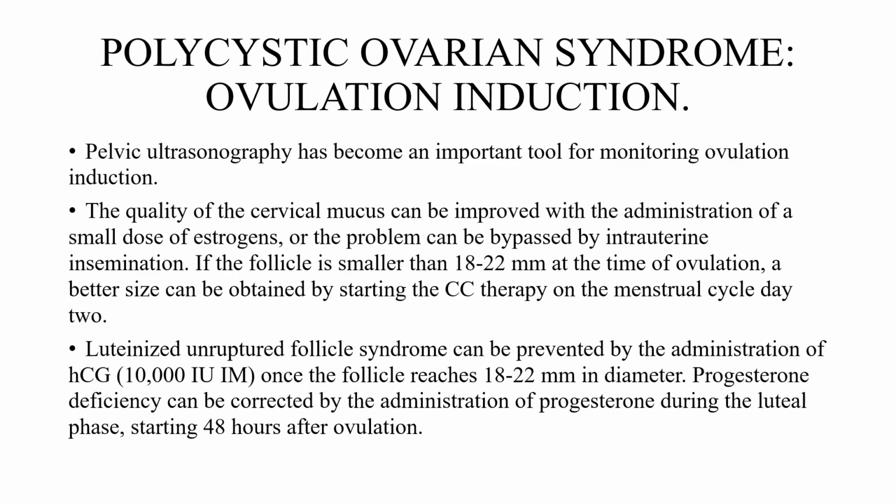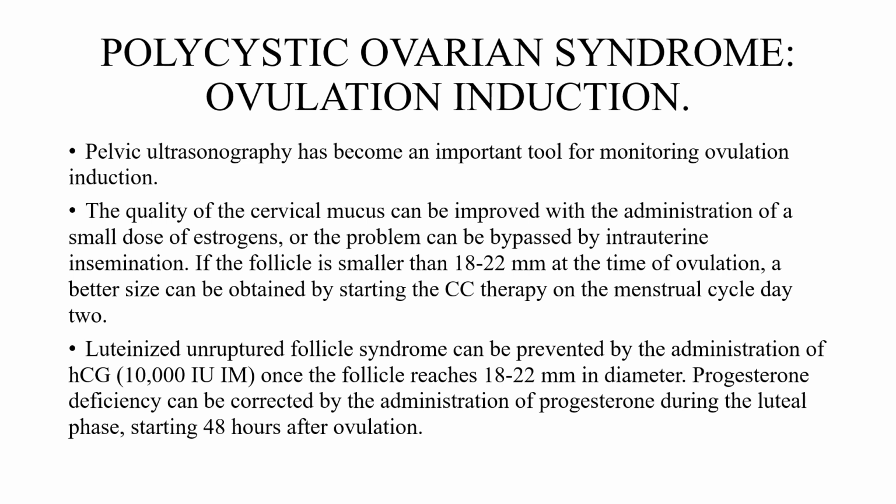Pelvic ultrasonography has become an important tool for monitoring of ovulation induction. The quality of the cervical mucus can be improved with the administration of a small dose of estrogens, or the problem can be bypassed by intrauterine insemination. If the follicle is smaller than 18 to 22 millimeters at the time of ovulation, a better size can be obtained by starting clomiphene citrate therapy on the menstrual cycle, day 2.